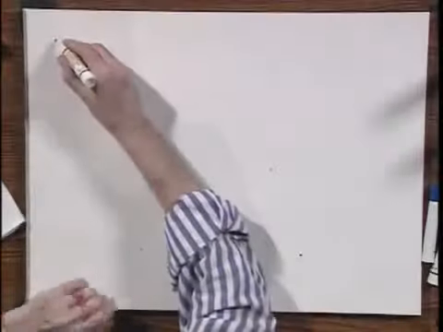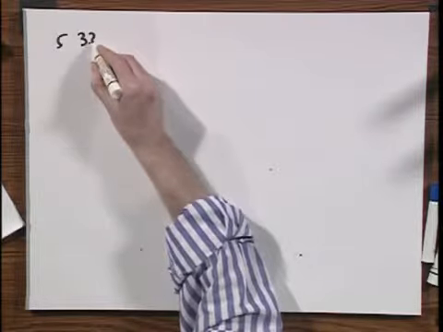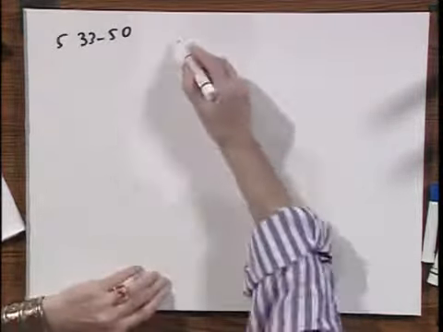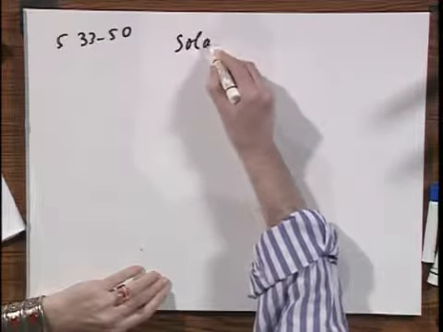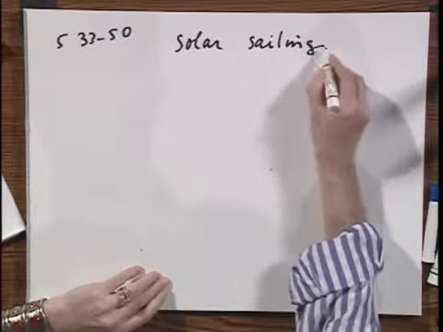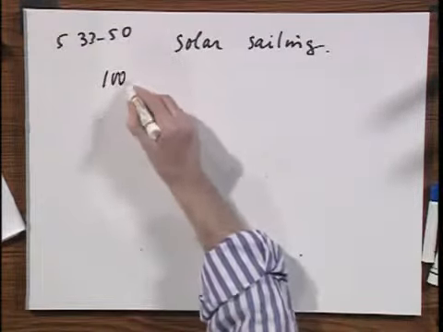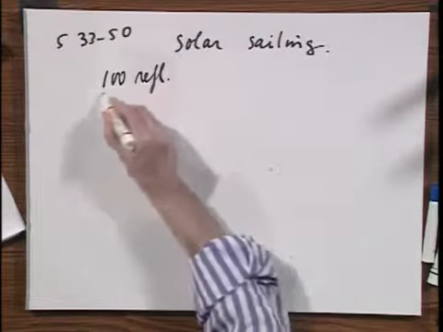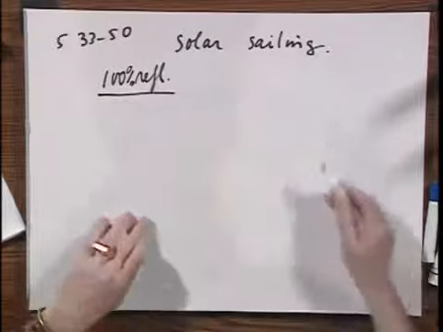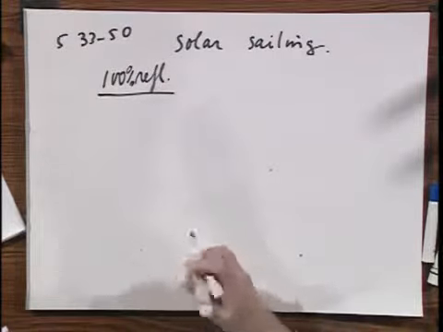This brings us to problem number 5, and problem number 5 is 3350. And now we're going to do some science fiction. We're going to do solar sailing. We use a 100% reflecting sail, 100%, because we want twice the momentum that we would have with full absorption.